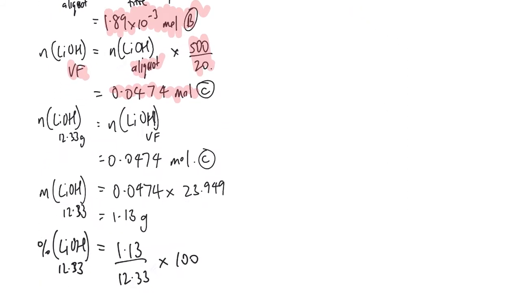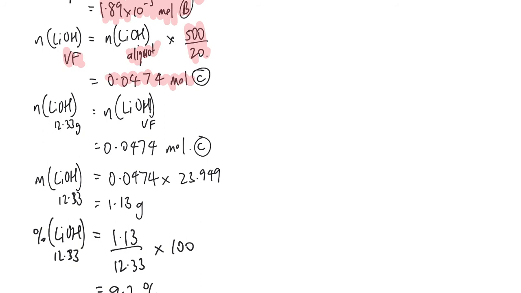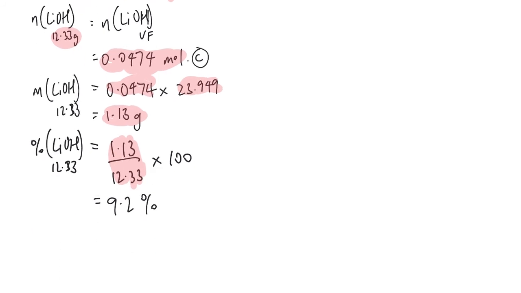The number of moles in the 12.33 gram sample was this, because it's the same, because all of the sample was transferred to the volumetric flask. So it's that number of moles in the 12.33 gram sample. I get my molar mass of lithium hydroxide, multiply it by the number of moles, and I get the mass of it. And then I can get the percentage of it if I know the final mass and the initial mass, which was then 9.2%.